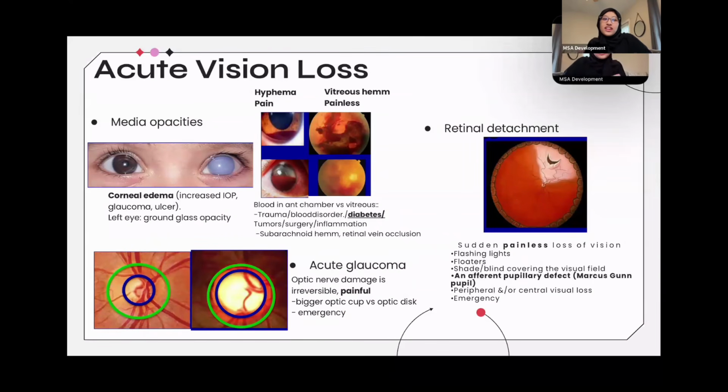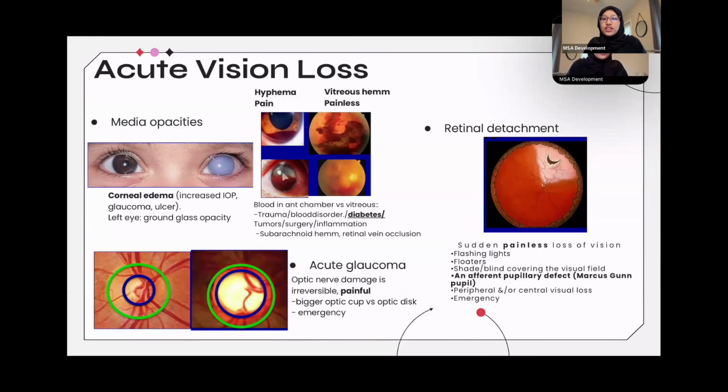Okay, so acute vision loss can be a lot of things. First, one of the main things is opacity, something blocking your vision, which can be due to corneal edema. So increased white ground glass opacity can cover the eye. That can be caused by edema, which is caused by a lot of things like increased pressure in the eye, ulcer, or glaucoma, which we'll talk about in a bit. So opacities can be edema or blood that's covering the front of your eye.